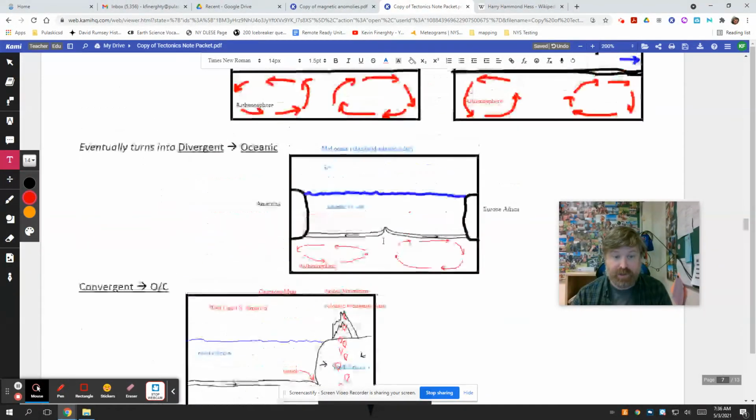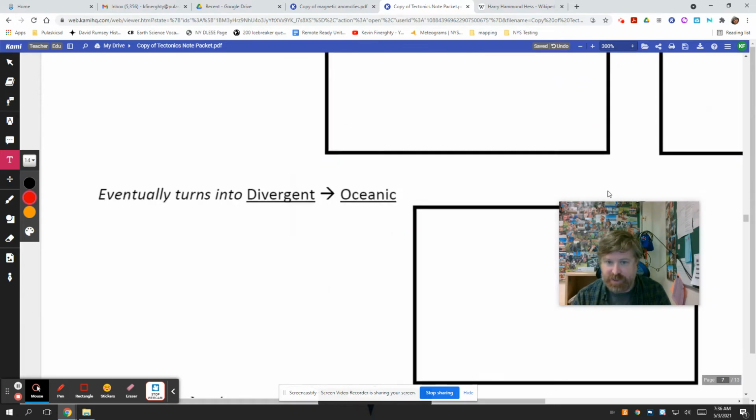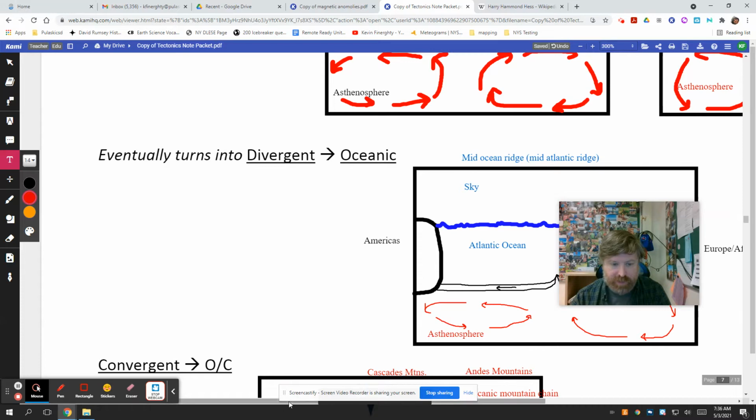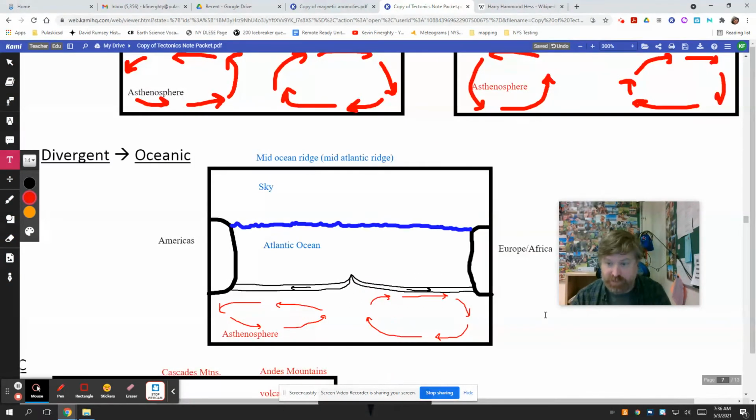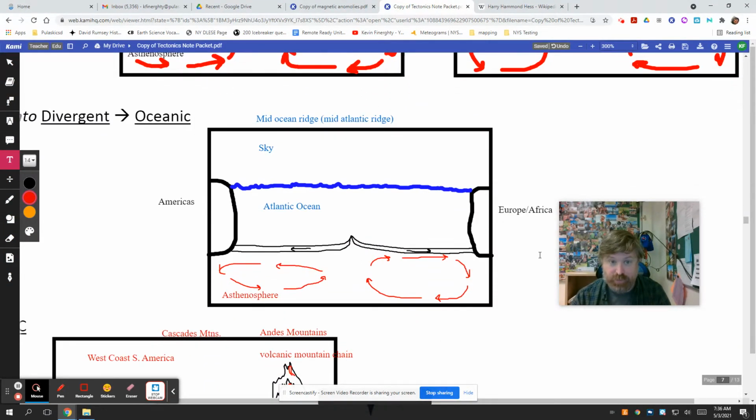Now, we talked about this. If you haven't done these notes, then you shouldn't be doing this right now. Seafloor spreading is this idea right here, and this is already in your notes, or it should be. Otherwise, please stop right now, go back and do this in order.